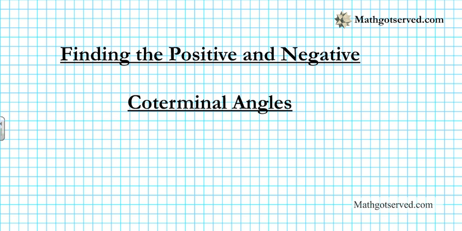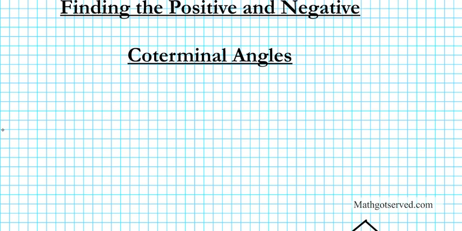Good day, students. In this clip, we're going to be going over some examples on how to find the positive and negative coterminal angles of given angles, okay? We're going to graph the given angles in standard position, and then we will go ahead and find a positive and a negative coterminal angle. All right, so before we start, let's take a look at what the definition of coterminal angles is.